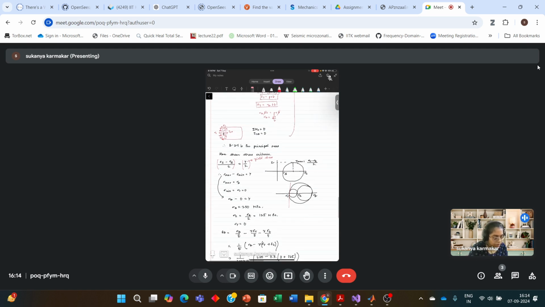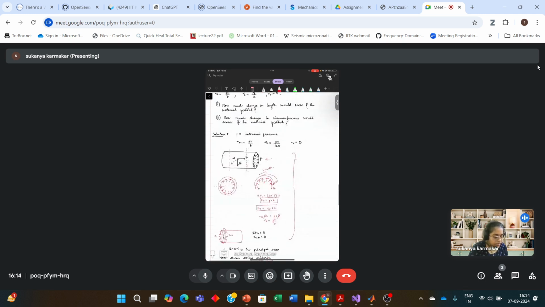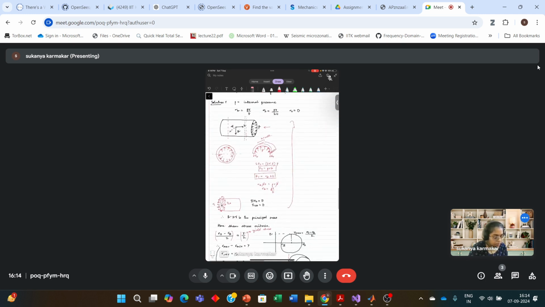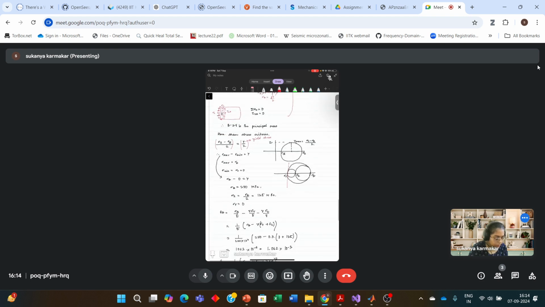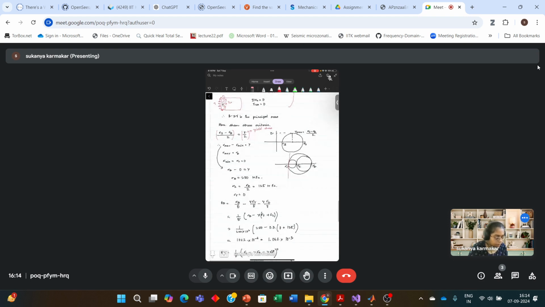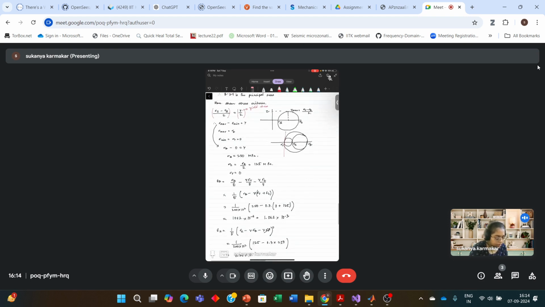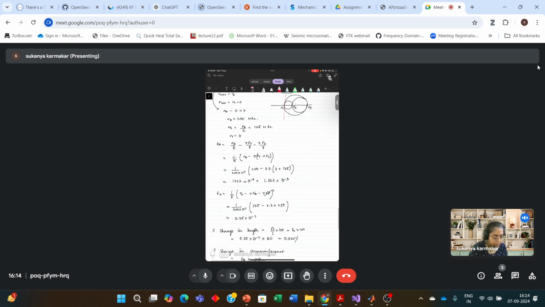And here we have a 3D state of stress: sigma r, sigma z, sigma theta. From here you apply the maximum shear stress criterion and calculate sigma theta, sigma z, and sigma r. Sigma r is given to be 0. You develop a relationship and numerical values for them.